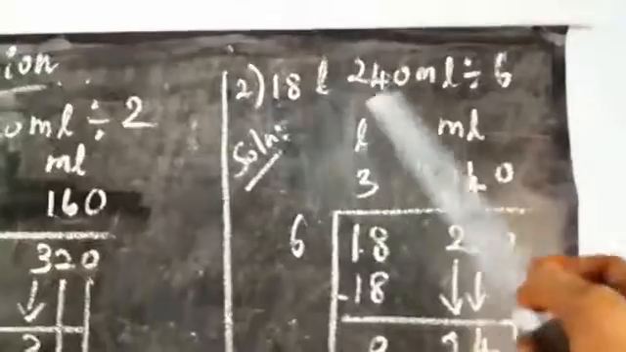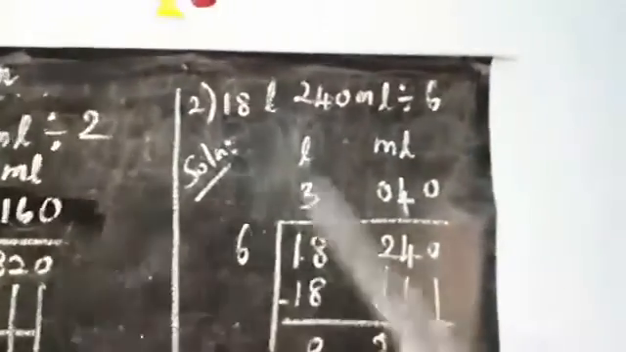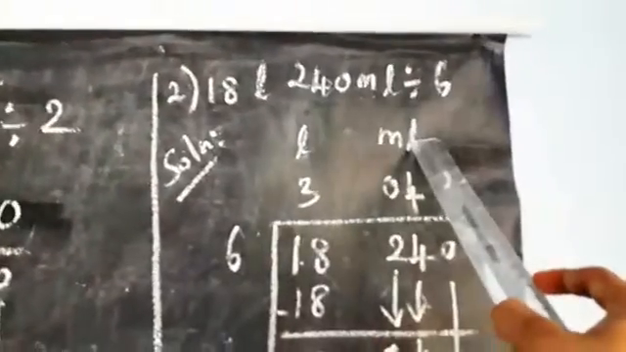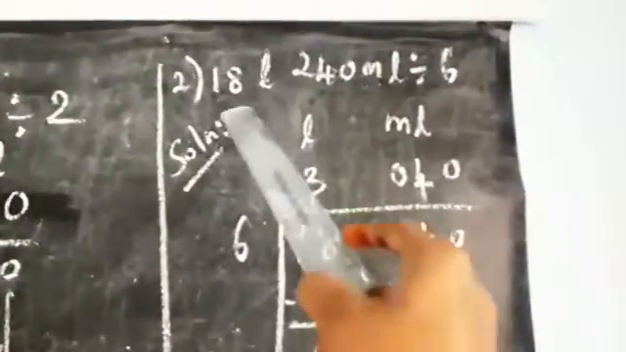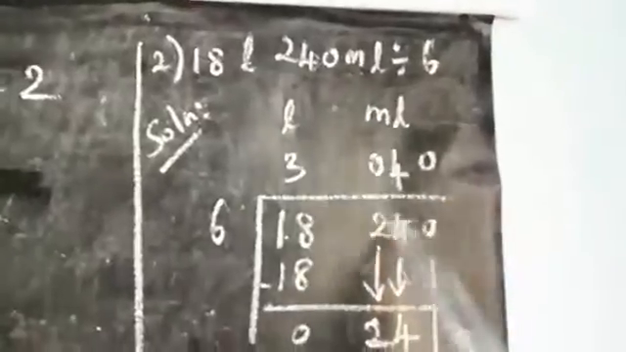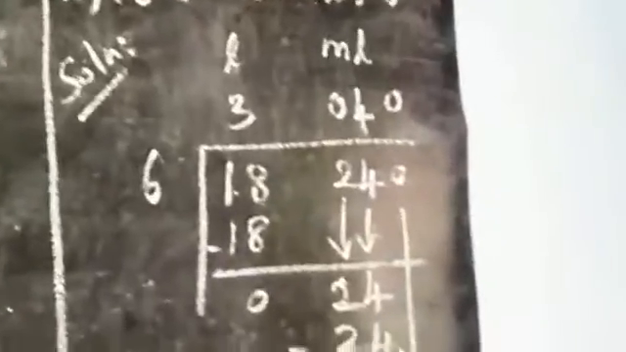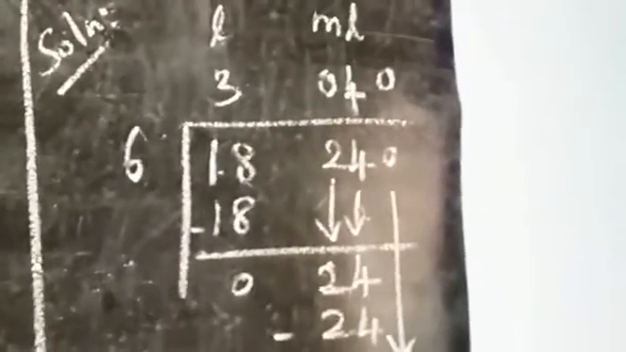Look at the second sum. 18 liter 240 milliliter divided by 6. Here liter and milliliter will be given. So first you have to write liter and milliliter. Now we can divide it. Do you know the 6 table? Here 18 will be there. First you have to take 2 digits because 1 is the smallest number, 6 is the biggest number, so we cannot divide it. So you can take 2 digits. How many 6s are 18? 1 6 is 6, 2 6s are 12, 3 6s are 18. So you have to write the number 3 in quotient.